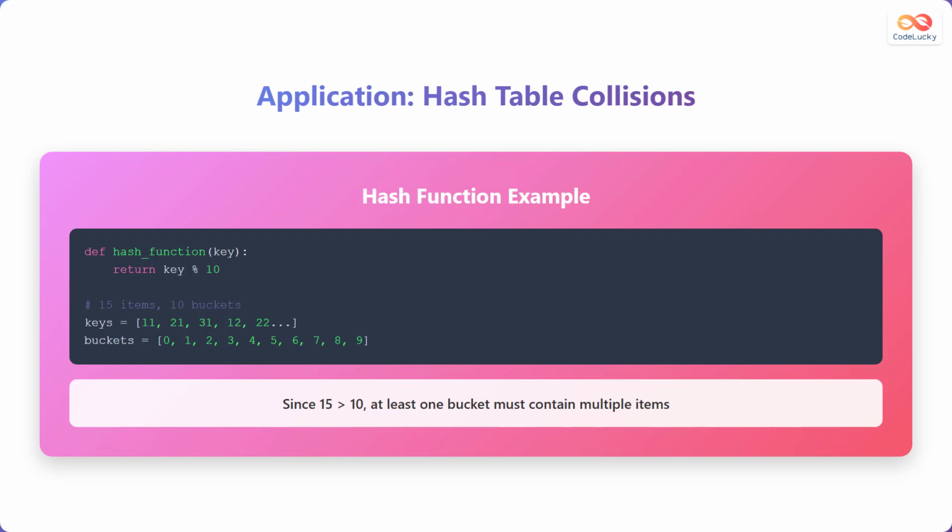Here is a real-world application of the principle in computer science. Hash table collisions. Imagine that we have a hash function. This function takes a key and returns a bucket number. For example, our hash function is defined as key mod 10. So we have 15 items in 10 buckets. The keys are 11, 21, 31, 12, 22, and so on. The buckets are 0, 1, 2, 3, 4, 5, 6, 7, 8, and 9. Since 15 is greater than 10, at least one bucket must contain multiple items, resulting in a collision.